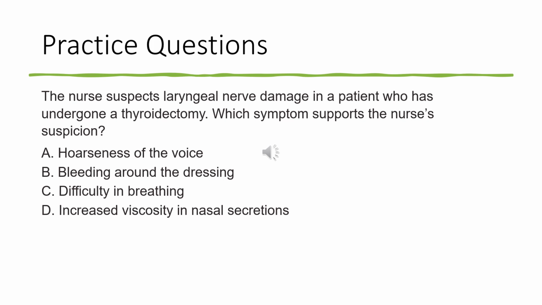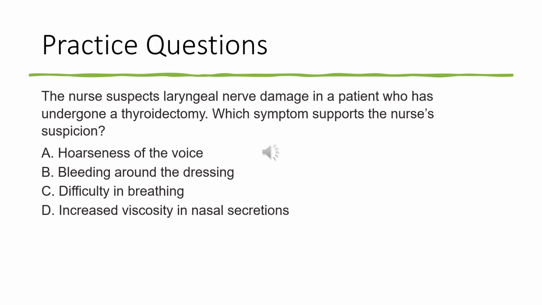The nurse suspects laryngeal nerve damage in a patient who has undergone a thyroidectomy. Which symptom supports the nurse's suspicion? So the correct answer would be A. Now, I know it's kind of tempting to say difficulty breathing or bleeding or something like that, but look at what the question is asking. It's asking about laryngeal nerve damage. So breathing doesn't really have a lot to do with the larynx, but hoarseness of the voice does.